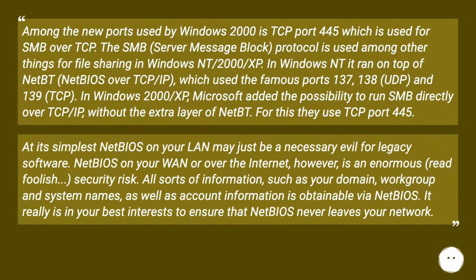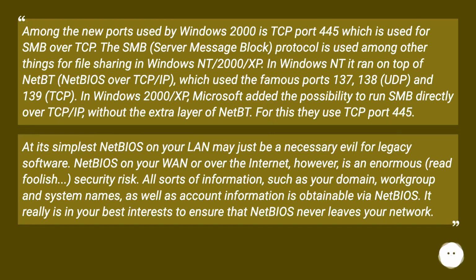Among the new ports used by Windows 2000 is TCP port 445, which is used for SMB over TCP. The SMB, Server Message Block, protocol is used among other things for file sharing in Windows NT/2000/XP. In Windows NT, it ran on top of NetBIOS over TCP/IP, which used the famous ports 137, 138 UDP, and 139 TCP. In Windows 2000/XP, Microsoft added the possibility to run SMB directly over TCP/IP, without the extra layer of NetBIOS. For this they use TCP port 445.